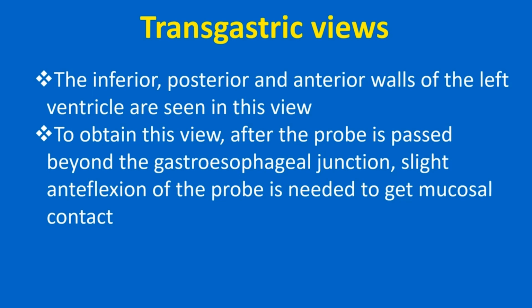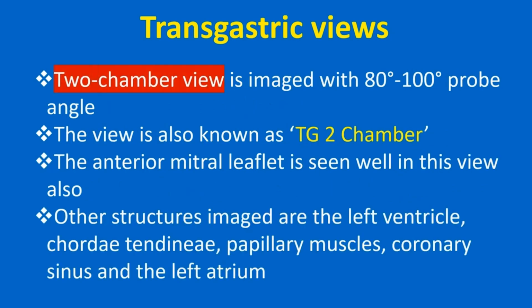to get mucosal contact. Two-chamber view is imaged with 80 to 100 degrees probe angle. The view is also known as TG two-chamber. The anterior mitral leaflet is seen well in this view also. Other structures imaged are the left ventricle, chordae tendineae, papillary muscle, coronary sinus and the left atrium.